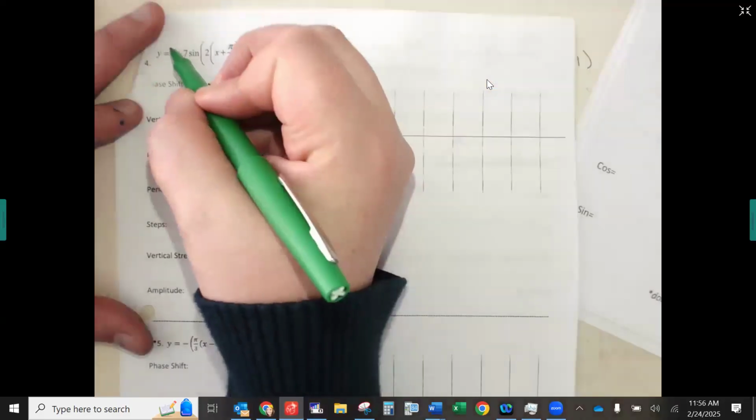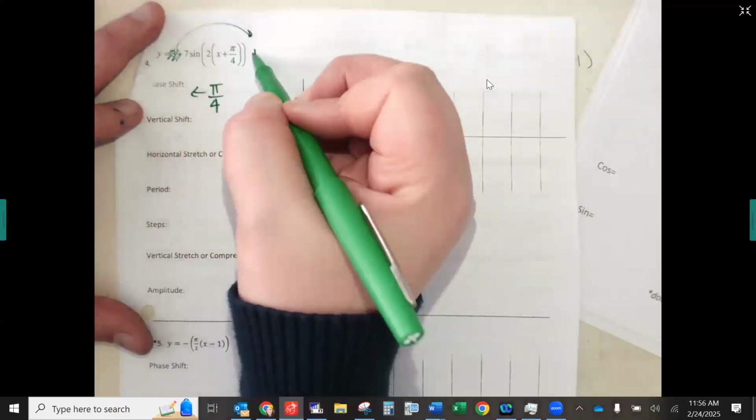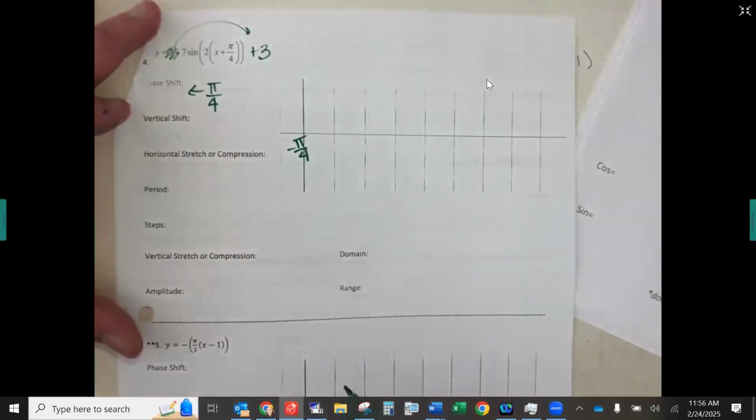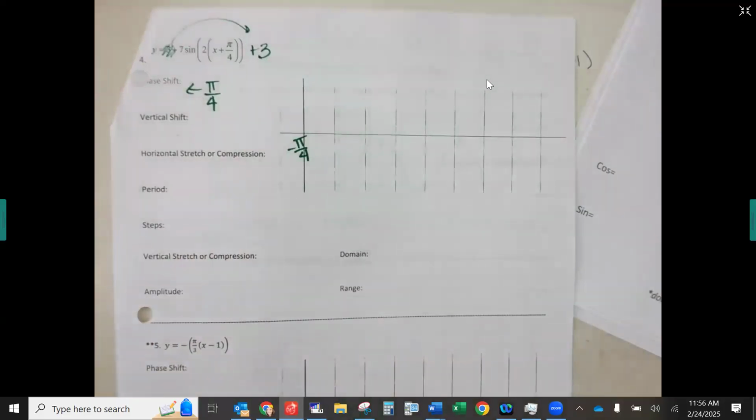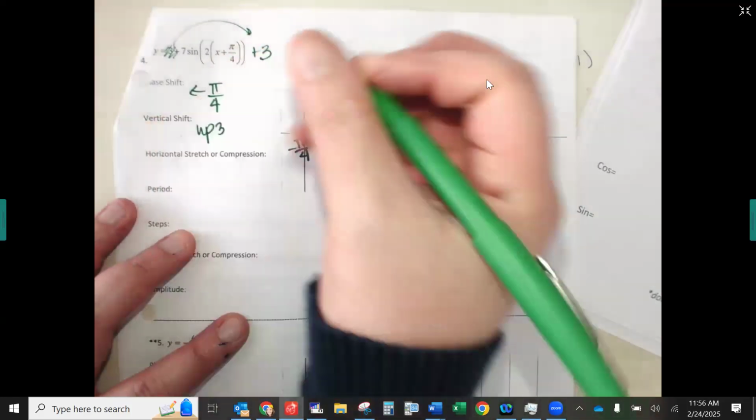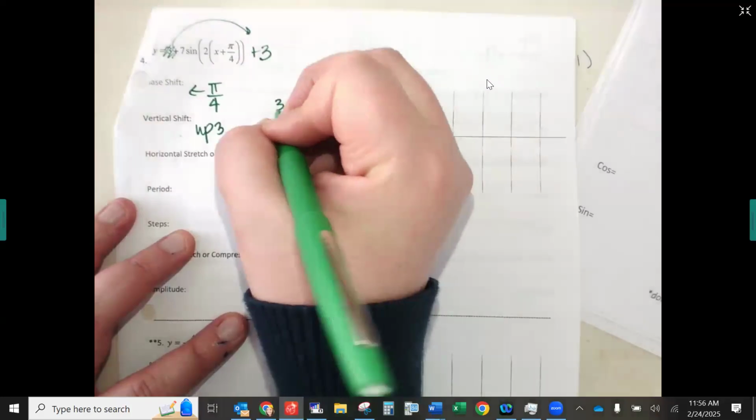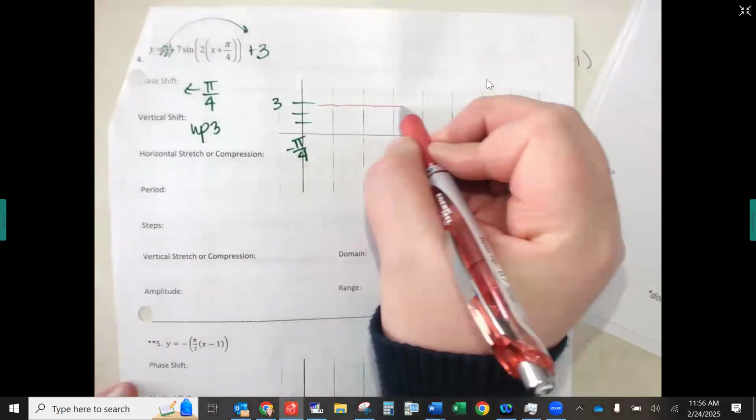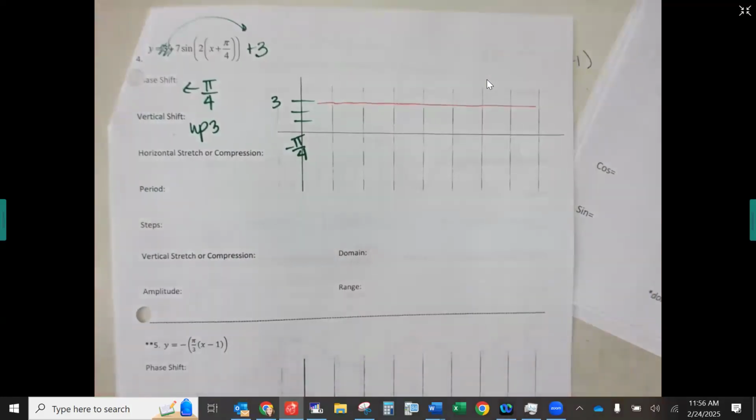Okay, I thought we talked about this last time, but maybe we didn't. A +3 in the front and a +3 in the back do the same thing. So now that it's a +3 in the back, which we know is the same, we're going up 3. Very good. Okay, so we'll go 1, 2, 3. There's my midline. Okay, how high am I going to go up or down from my midline? What's my amplitude?